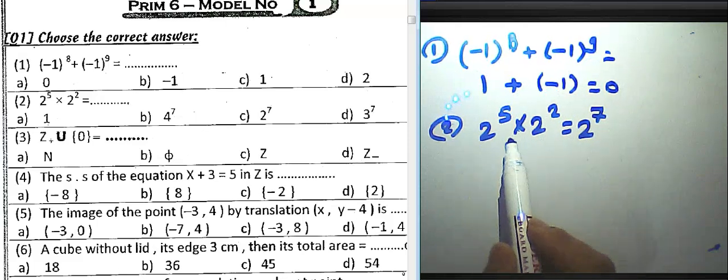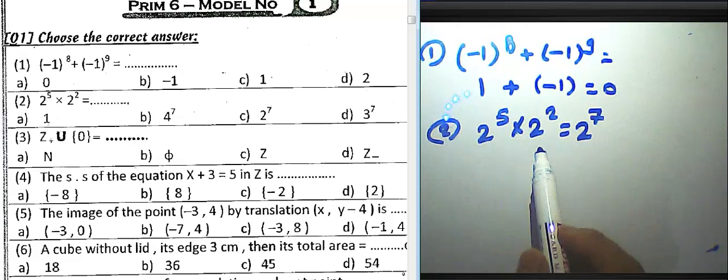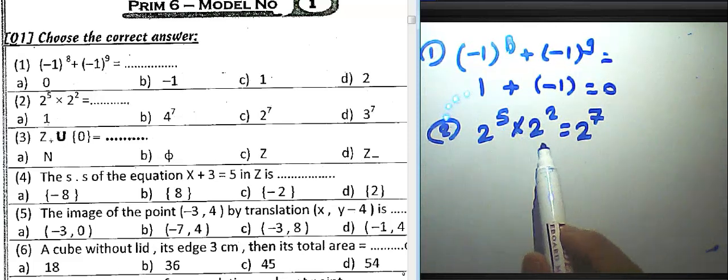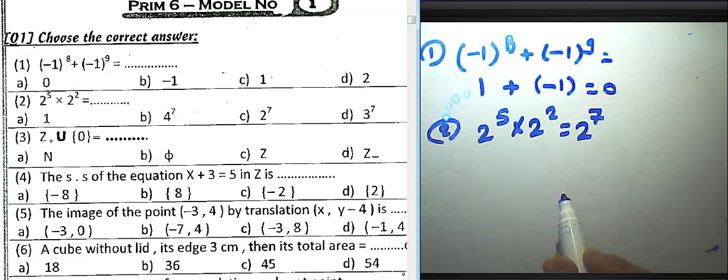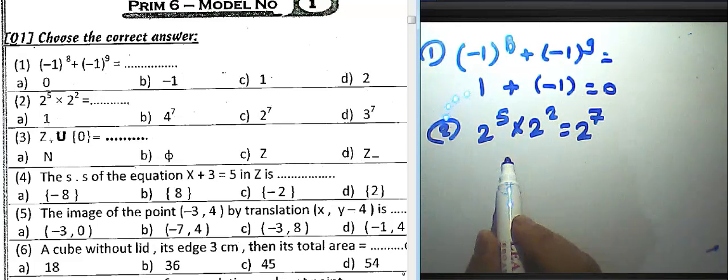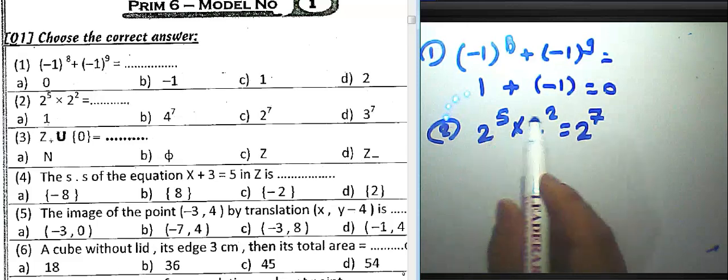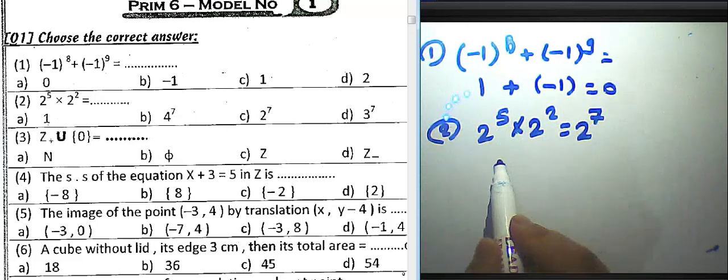Question number 2: 2 power 5 multiplication 2 power 2 will be 2 power 7, because we can find the result with the same base. We must add the powers. 5 plus 2 equals 7. So the result will be 2 power 7.